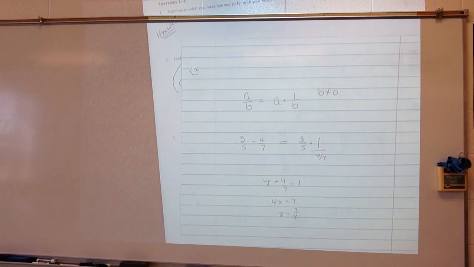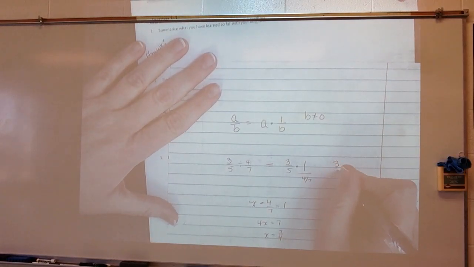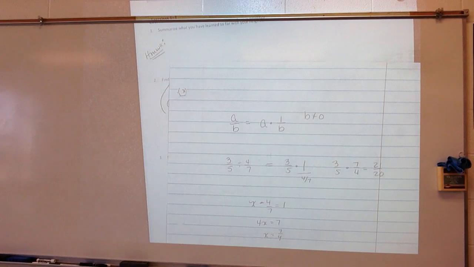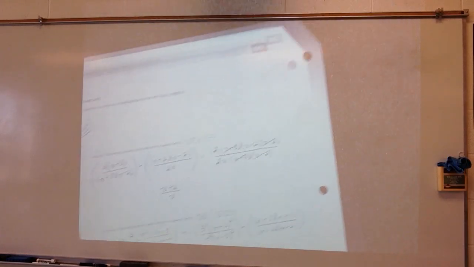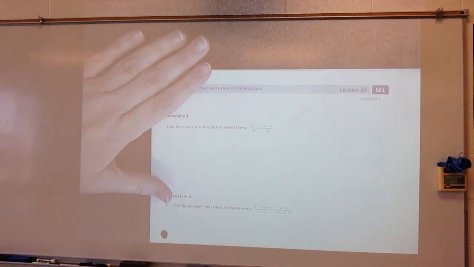So we take the reciprocal of that. So we have 3/5 times 7/4, which would be 21/20. All right? It is the same thing with expressions. So let's go on and look at example number 3.